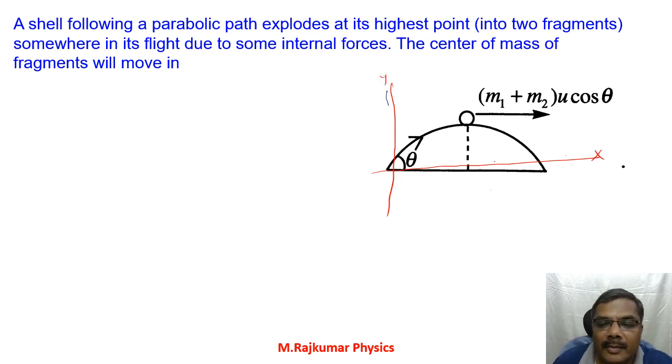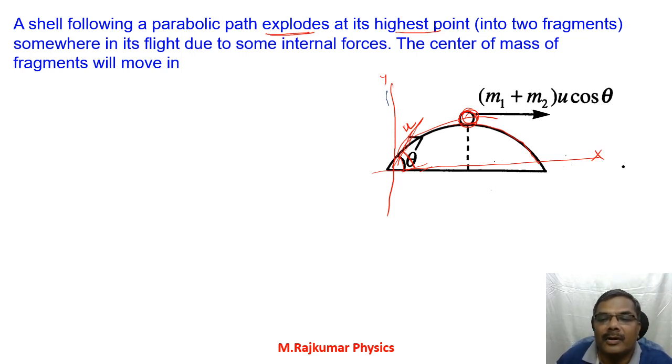So at some angle, one shell is thrown in this direction with some initial velocity u. The angle with respect to the horizontal will be theta. So when I throw it like this, the shell will follow this path. And at the highest point, they are saying it explodes. Explodes means it splits or cuts into two fragments.